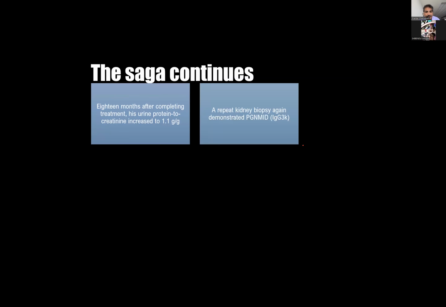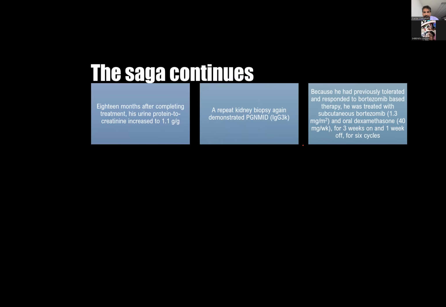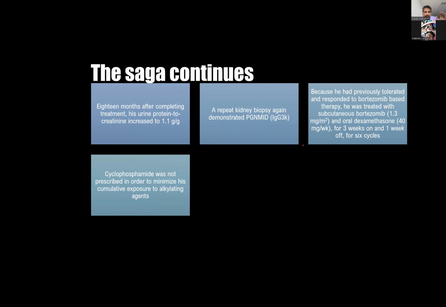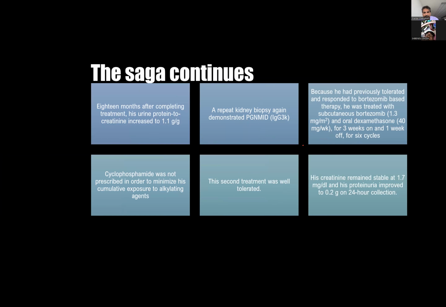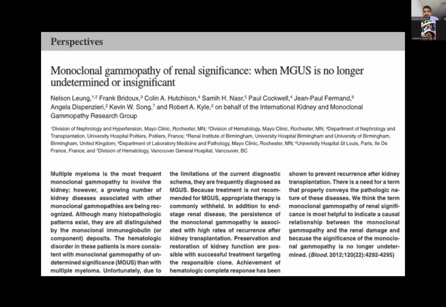But the saga continued. Again, his proteinuria started to increase. A repeat kidney biopsy again revealed the same disease, proliferative glomerulonephritis with IgG3 kappa deposits. Again, we tried CyBUT-D because the relapse was late, but this time we could not use cyclophosphamide because of alkylating toxicity. Second treatment was well tolerated. Again, he went into remission. So this was the first publication when they said that MGUS is no longer undetermined or insignificant.